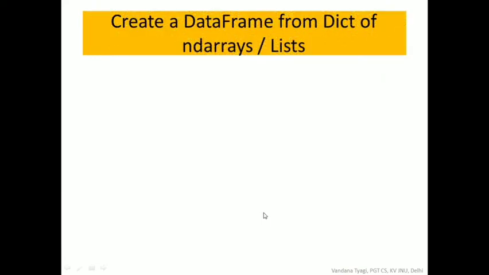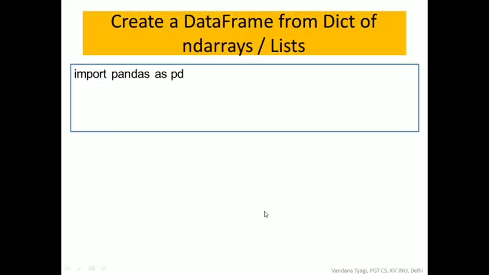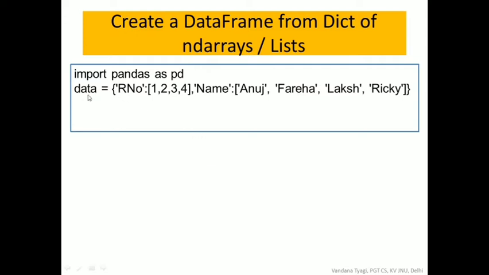Creating a data frame from a dictionary of ND arrays or lists. So we are creating a dictionary here by the name data. Here the keys are RNO and name. Roll number is storing the values that are inside my list, which are 1, 2, 3, 4. Similarly, name is also storing a list, that is Anuj, Fareha, Lakshya and Ricky.